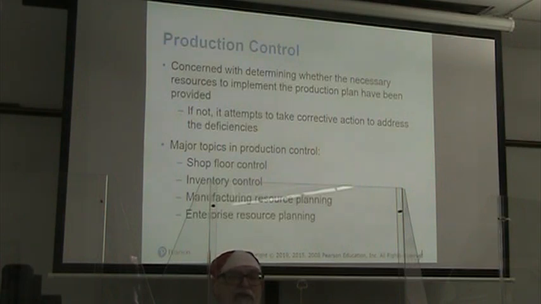So, for production control, we're concerned with determining whether the necessary resources to implement the production plan have been provided. If not, we are going to attempt to take corrective action to address the deficiencies. Major topics in production control are shop floor control, inventory control, manufacturing resource planning, and enterprise resource planning.